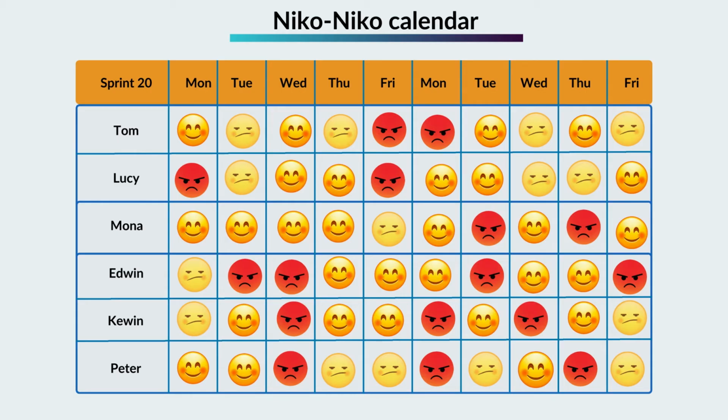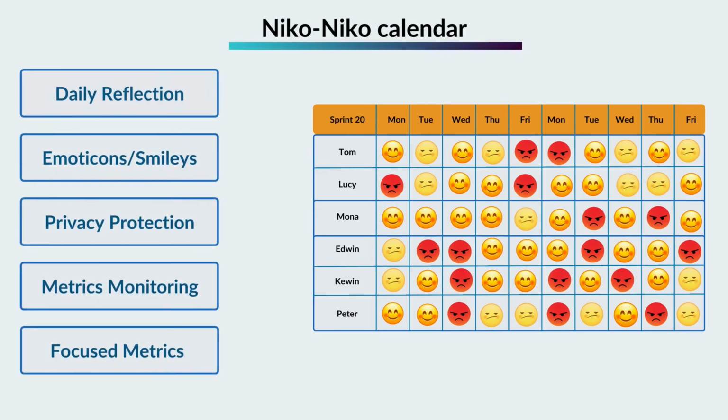Daily reflection: at the end of each workday, team members are asked to reflect on their emotional state and workload for the day. Emoticons/smileys: instead of using names, team members use emoticons or smileys to represent their state of mind. These emoticons can range from happy faces to neutral or sad faces, indicating their emotional state.